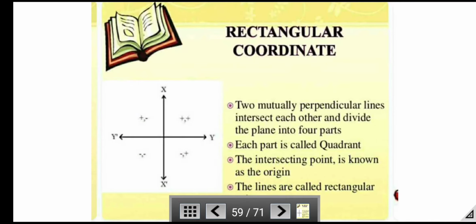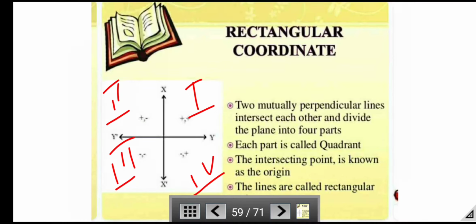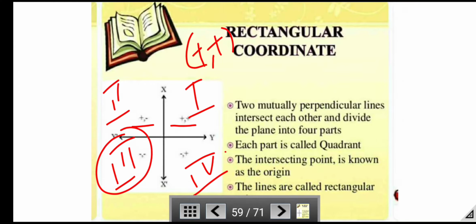Rectangular coordinates. Signs of x and y coordinates in different quadrants. This is first, second, third and fourth. In the first quadrant, x and y both are positive, so plus plus. And in the second quadrant, x is negative and y is positive, so minus plus. And similarly in the third and fourth quadrants.